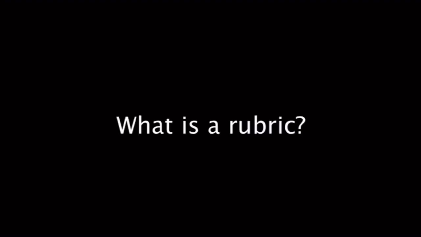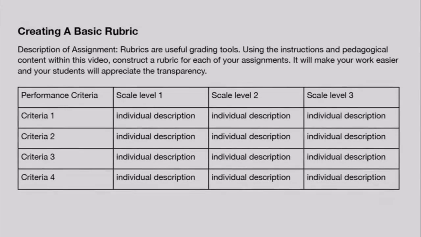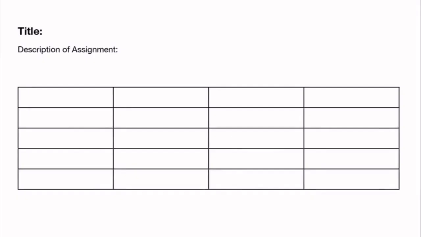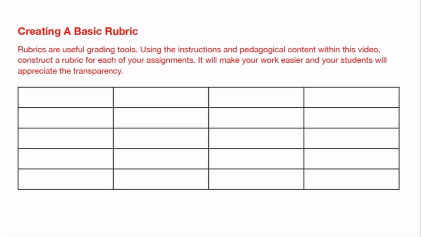What is a rubric? A rubric is a grading tool that lays out the specific expectations for an assignment. For this video, we will focus on analytic rubrics. A rubric resembles a grid and consists of 4 parts. The first part of the rubric is a description of the assignment. It is recommended that you cut and paste the assignment directly from Blackboard for wording consistency.